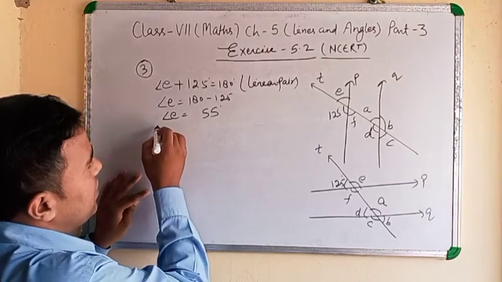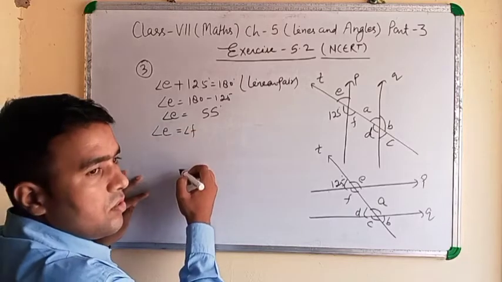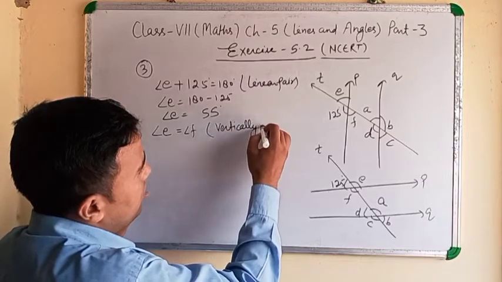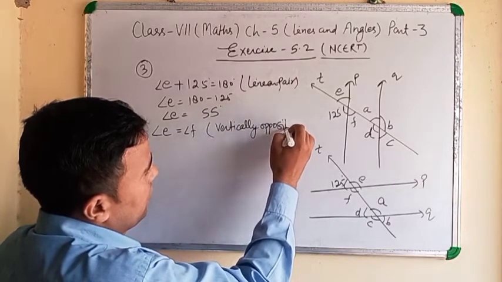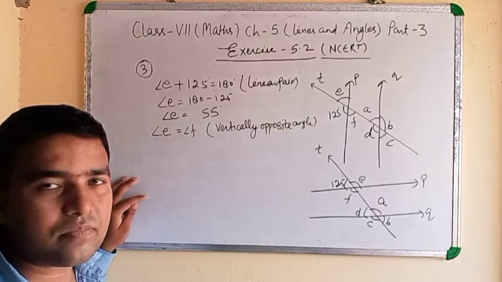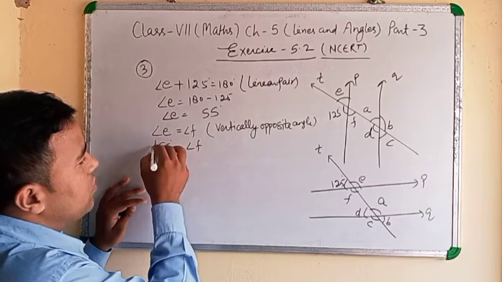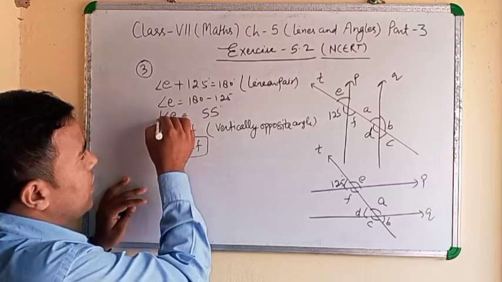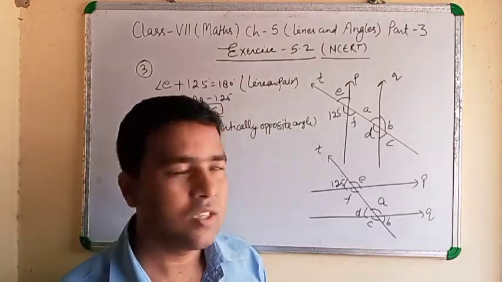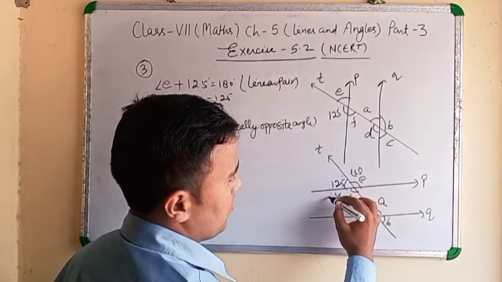Clear? After that, angle E equal to angle F, because vertically opposite angle. Angle E is 55 degree, means angle F equal to 55. Angle E also 55. Two angles found. See, it is 55, it is 55.